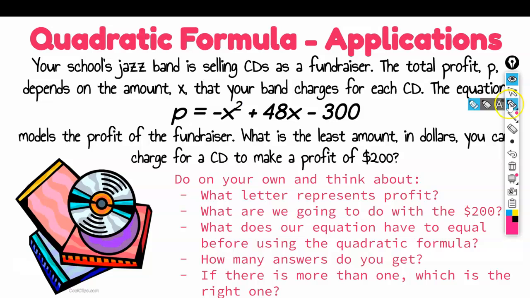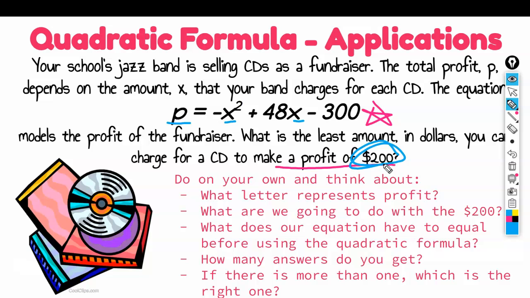It gives me a function, and then here it asks me what's the least amount in dollars that you can charge for a CD to make a profit of $200. So I do want you to try this out on your own, and things I want you to think about. In this equation, which letter, P or X, represents profit? Once you figure that out, what are we going to do with the 200? Where are we putting that in our equation?